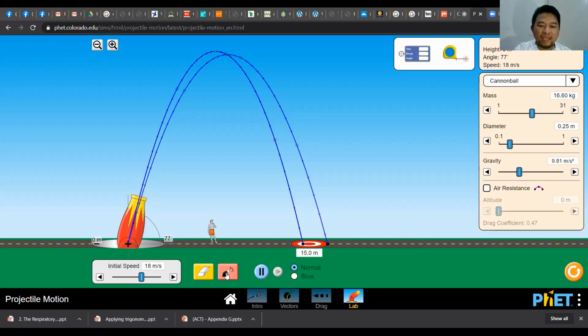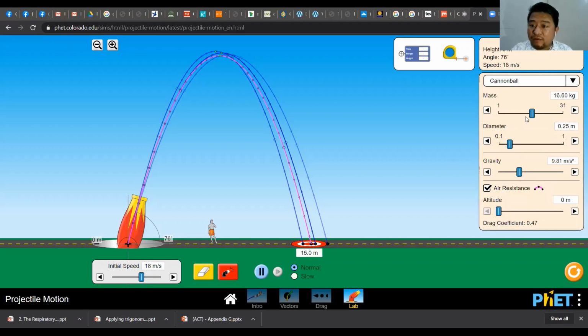Oh, yay! Almost. Decrease it a little and release it again for the third time and check if it hits. Yaps! Almost. And you can include air resistance and see what happens. There. It becomes lesser. Because of air resistance, I was able to hit the bullseye.